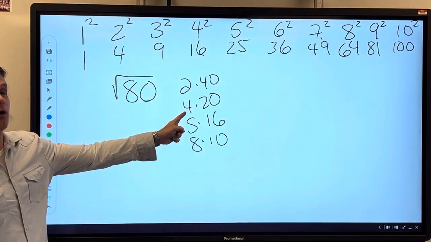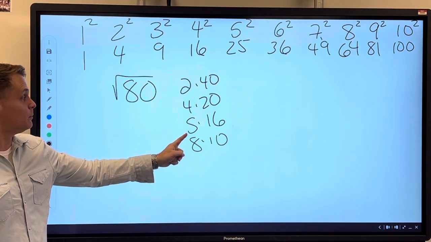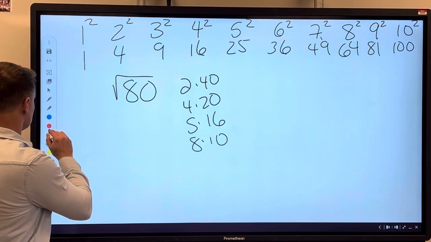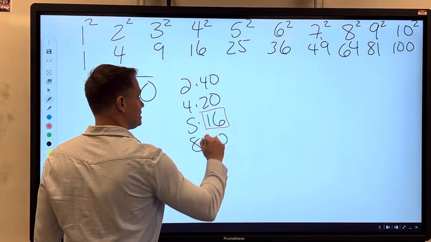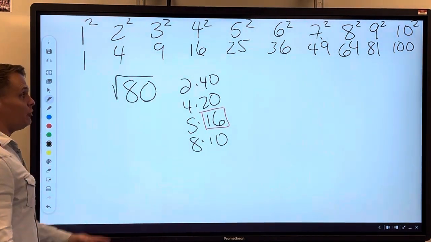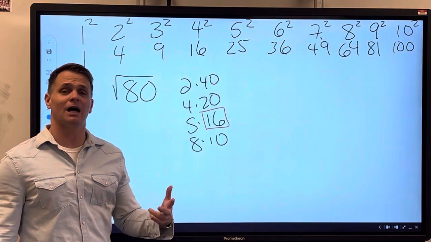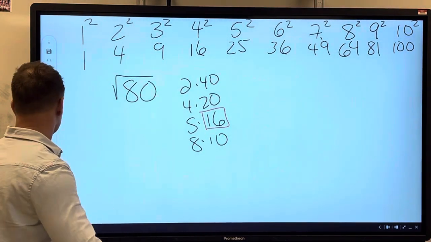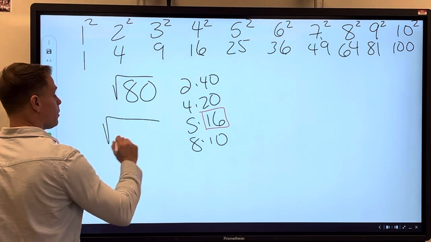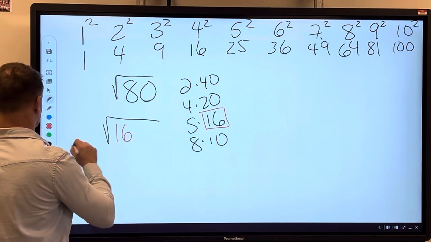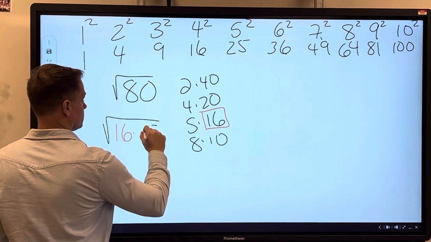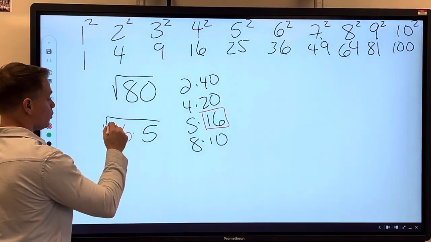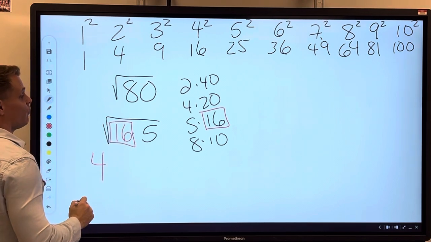You can see that 4 is a perfect square, but the biggest perfect square is that 16. So that's what I want to use, is the 16. Now you could use the 4, but you're just going to spend more time and do more steps breaking down the square root of 80. If you use the biggest perfect square first, you'll do the least amount of work. Square root of 16, we know, is 4.